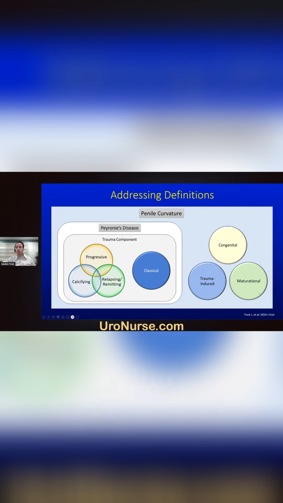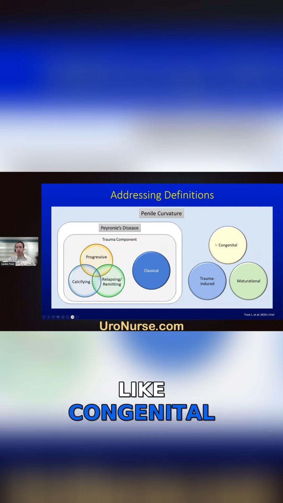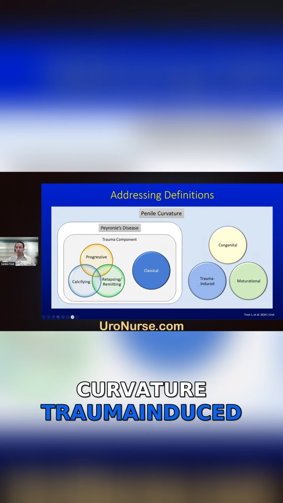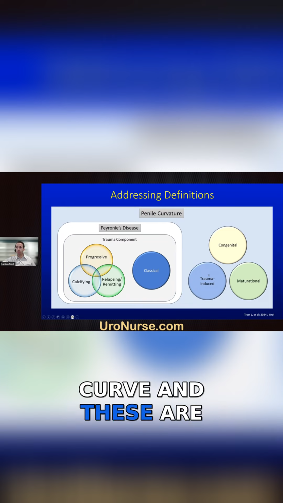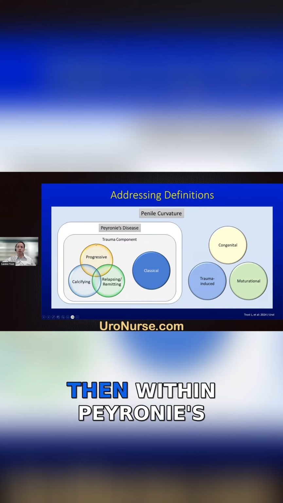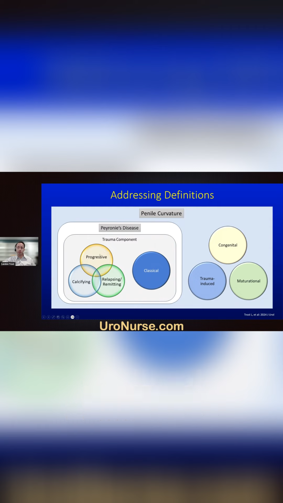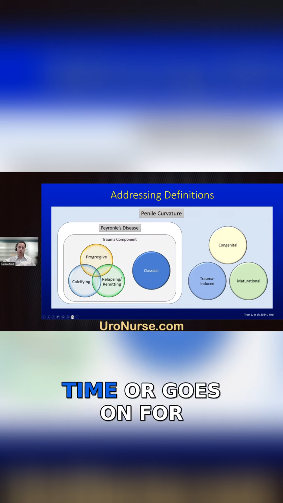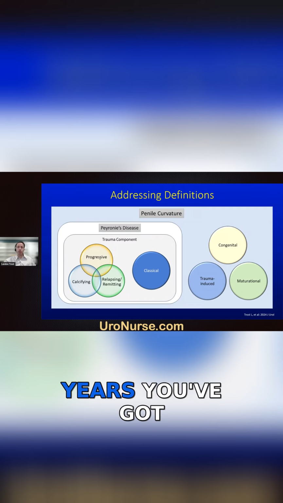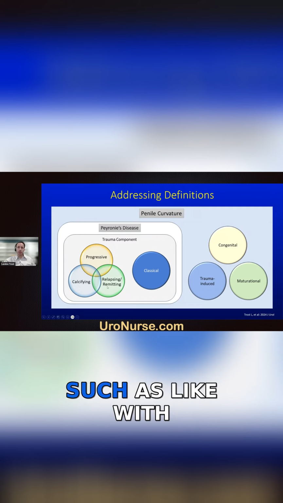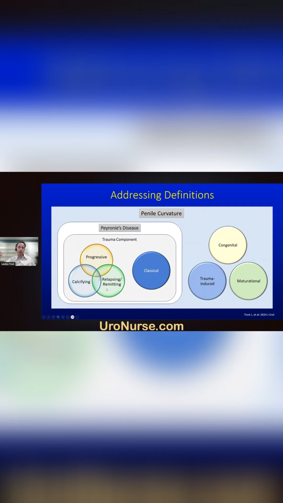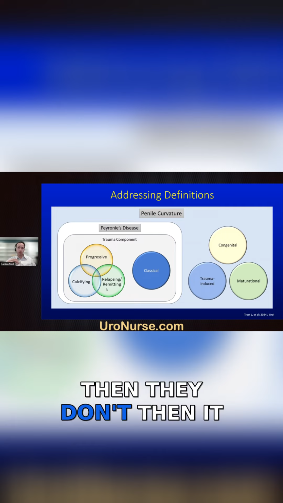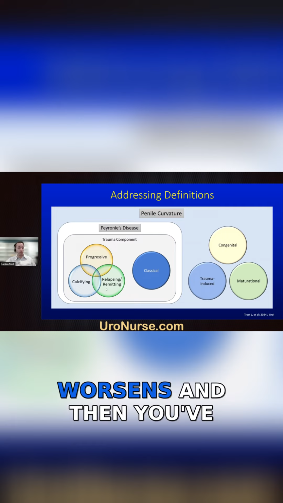but it also encompasses non-Peyronie's conditions like congenital curvature, trauma-induced curvature, maturational curve, and these are different conditions. And then within Peyronie's disease, you've got different subtypes as well. You've got men who have a progressive type condition where it gets worse and worse over time or goes on for years. You've got relapsing and remitting, such as with multiple sclerosis, where someone has the condition for a while, then they don't, then it comes back, or then it worsens.